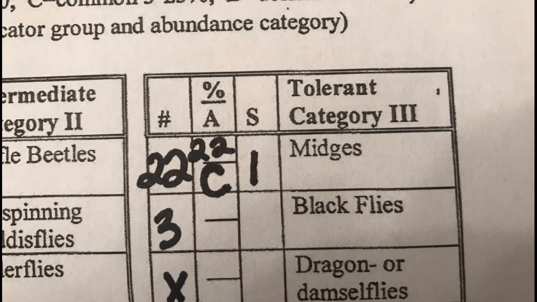For example, our midges were common. Looking at our table of index scores, common AMIs in the tolerant category would get a score of 1. So under the index score S, we're going to put a 1. Follow this and use the table of index scores for each AMI and give it an index score.